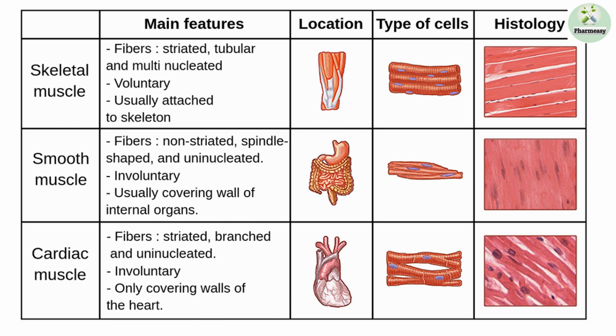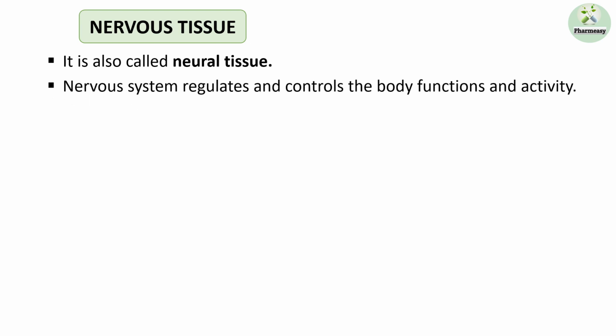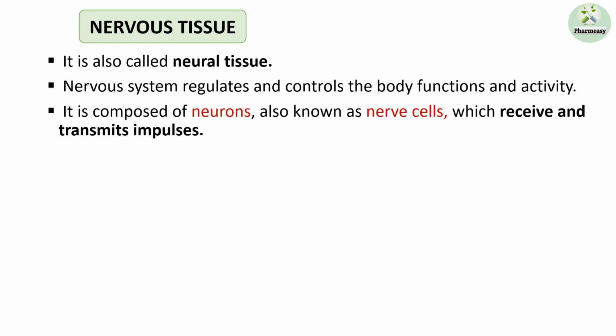Last type of tissue is nervous tissue. It is also called neural tissue. Nervous system regulates and controls the body functions and activity. It is composed of neurons, also known as nerve cells, which receive and transmit impulses, and neuroglia, also known as glial cells, which assist the propagation of nerve impulse as well as provide nutrients to the neurons.